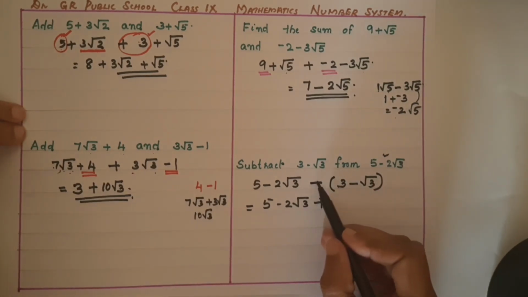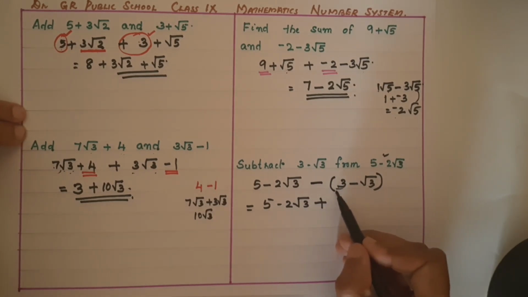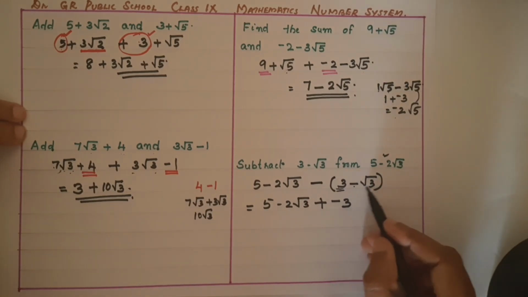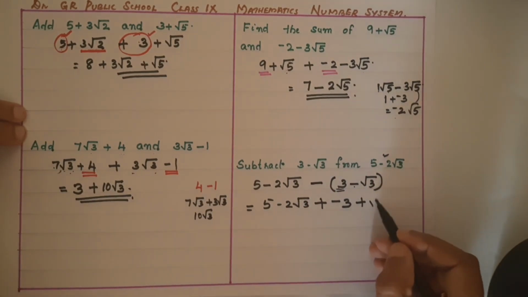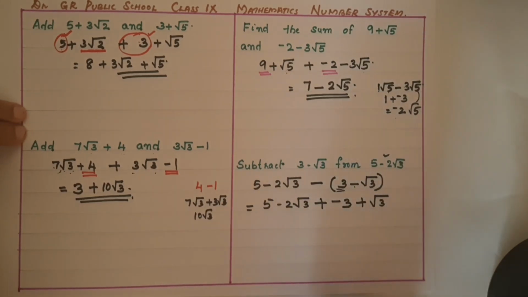So when we change the subtraction as addition, what change will come? Plus 3 will come as minus 3. Minus root 3 will come as plus root 3. The sign of each term will change.